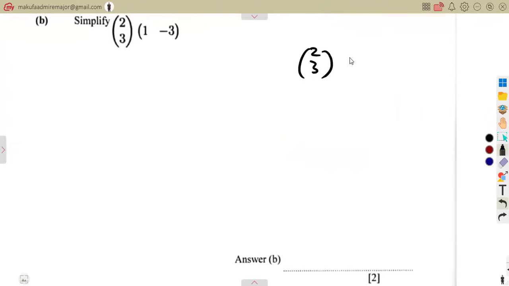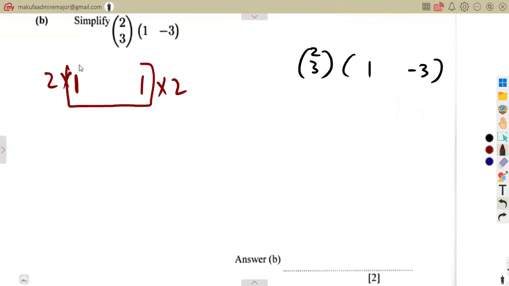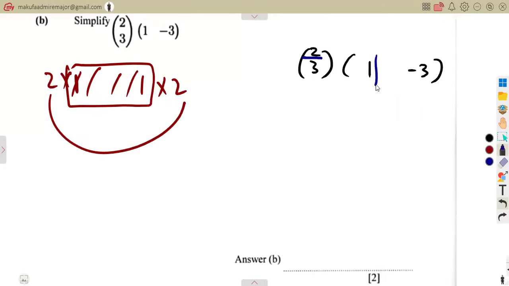Matrix 2, 3 multiplying 1, minus 3. So row by column. This is a 2 by 1 matrix, two rows, one column. So you're multiplying a 2 by 1 by a one row, two columns, which is a 1 by 2 matrix. Remember, multiplication here is possible, and our answer is supposed to be a 2 by 2 matrix. So let's consider row by column. 2 times 1, that is 2. Are we going to add anything? No, the row is done. We are done with this row.